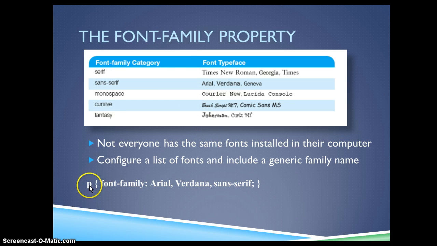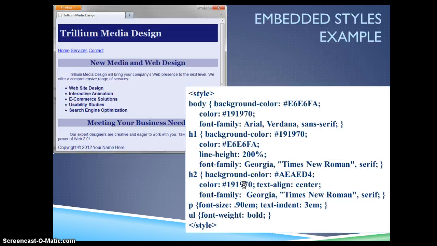So here is an example of a paragraph inline. Here we have a font family, and we start out looking for Arial. If Arial's not on there, then Verdana, and then sans serif. So here is an example.